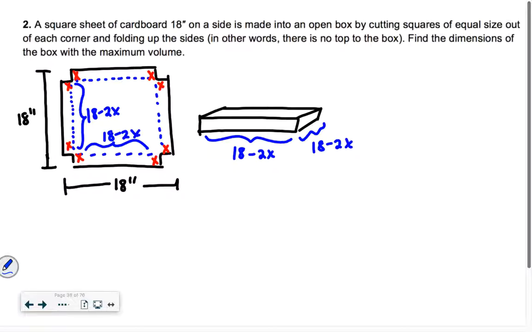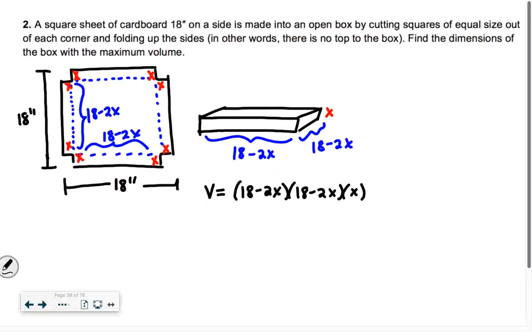And so now when I have those little flaps on the side and I folded it up, how high, so imagine I'm folding it up on the screen, how high is it coming up off the page? X, right? Does that make sense? So that's going to be the height right here, x. So we create a volume equation. So we have the volume is equal to 18 minus 2x times 18 minus 2x times x.